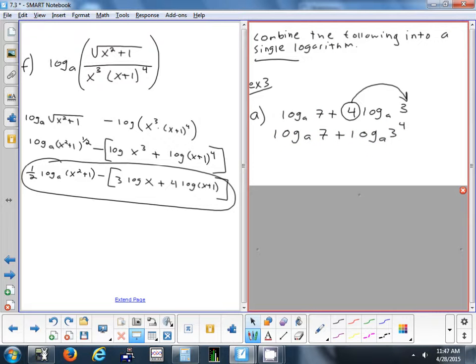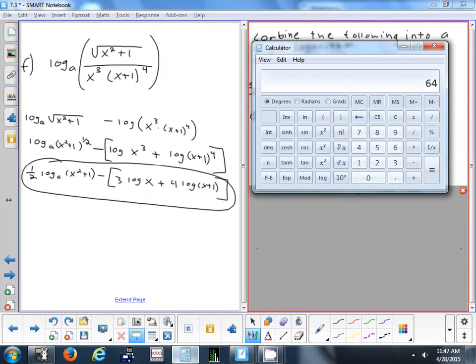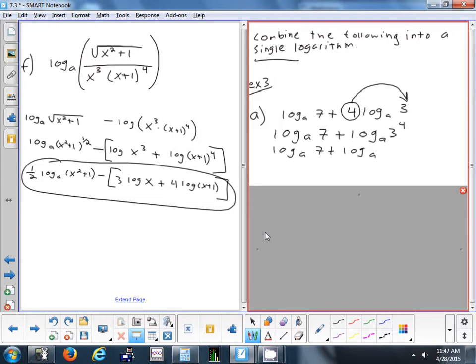Okay, next step, I would work out 3 to the 4th. Rather than leave it, let's just find out what that is. Log base A of 3 to the 4th, that's 81. Just double check it. 81. Okay, now I've got one step left.